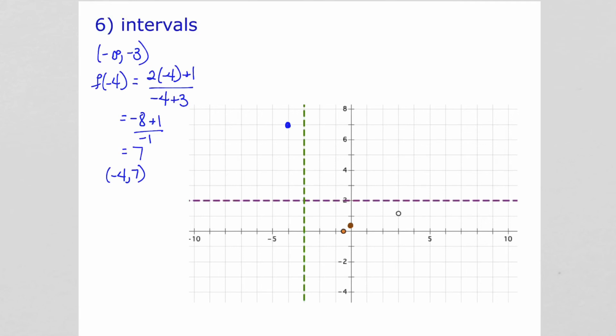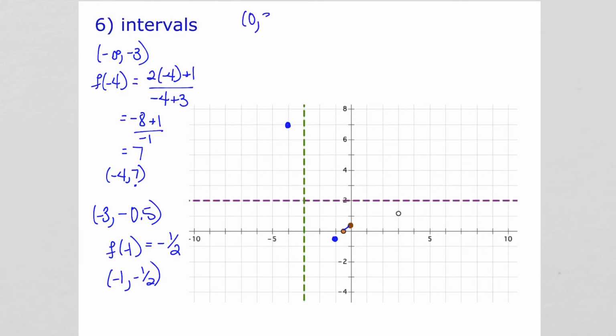Then we need to choose between the vertical asymptote and our x-intercept. So somewhere between negative 3 and negative, what was it, 0.5? So I'm just going to pick negative 1. And f of negative 1 is negative 1/2. So we've got a point at negative 1, negative 1/2. Right there. Now, you do not need to pick an interval in here. It's pretty obvious what it's going to do. It's going to connect those dots. Don't worry about that.